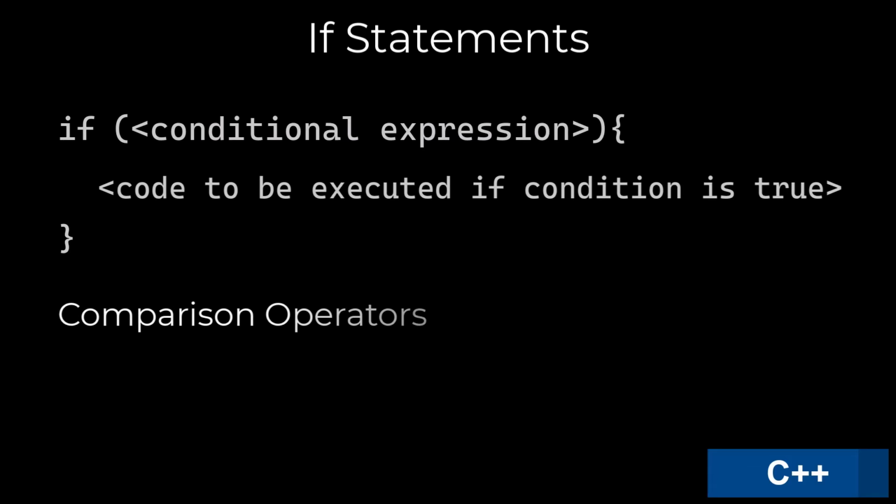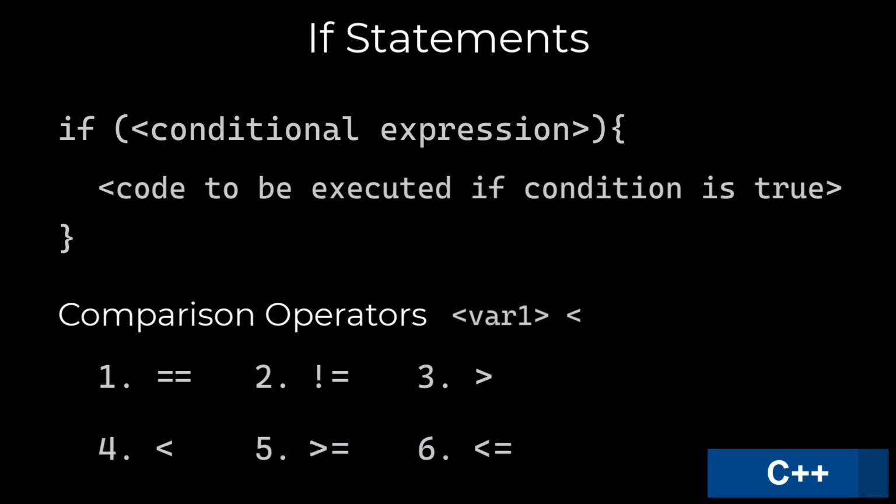There are 6 comparison operators: equals, denoted by a double equal sign, to differentiate it from variable assignment, which uses one equal sign. Not equal, denoted as exclamation equal sign, no spaces. Greater than and less than, denoted by left or right facing angle brackets. And greater than or equal to and less than or equal to, denoted by an angle bracket followed by an equal sign.